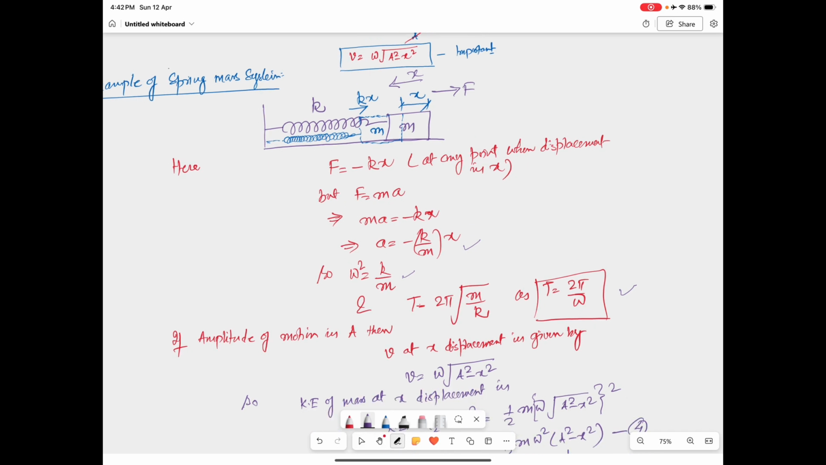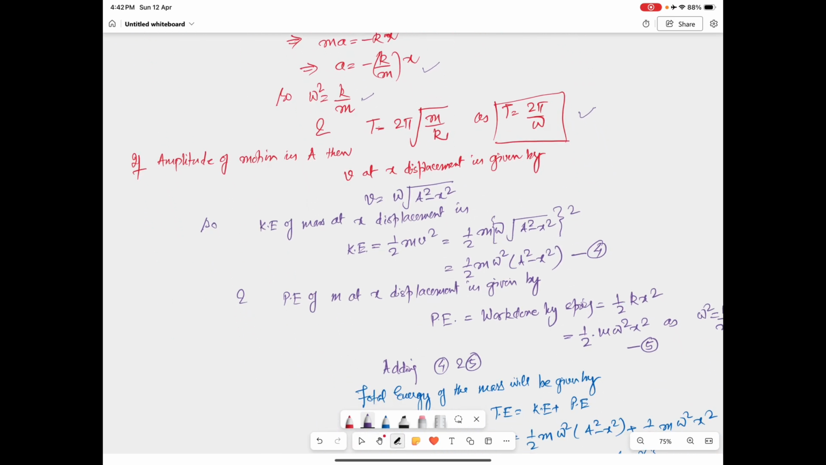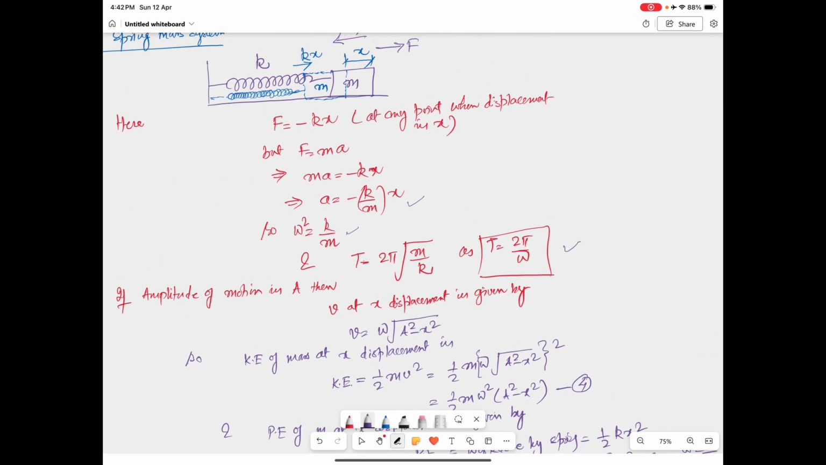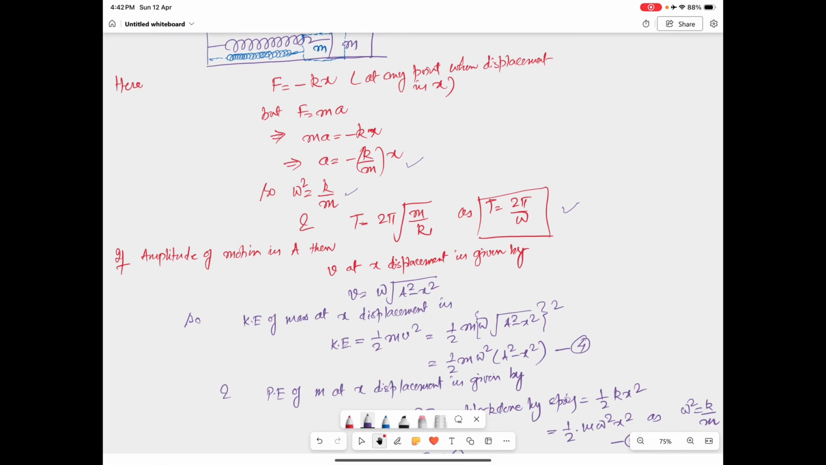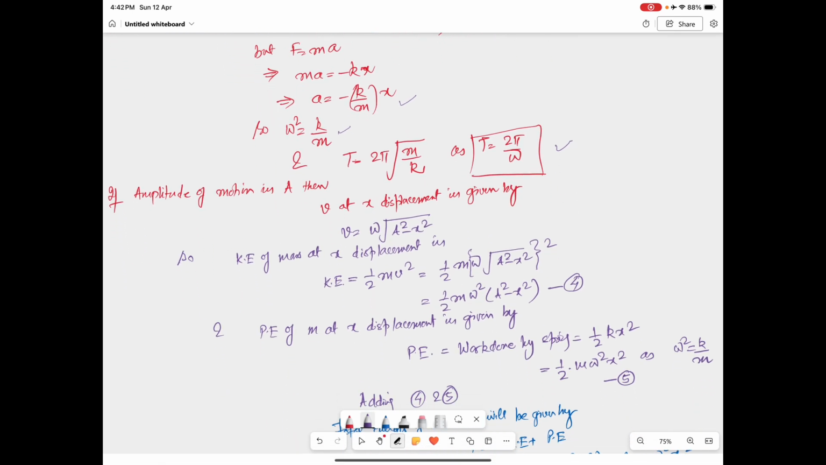So hope this would have been clear to you. I'll cover one more important thing. What will be the total energy of the spring and mass when it is compressed by a distance x? We have derived the relation v is equal to omega times under root of A square minus x square. Kinetic energy of the mass at x displacement is given by half m v square. You know this formula. So half m omega square times A square minus x square. I have solved this. So kinetic energy at any displacement x will be given by half m omega square times A square minus x square.